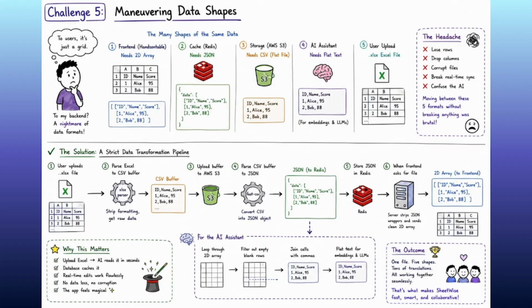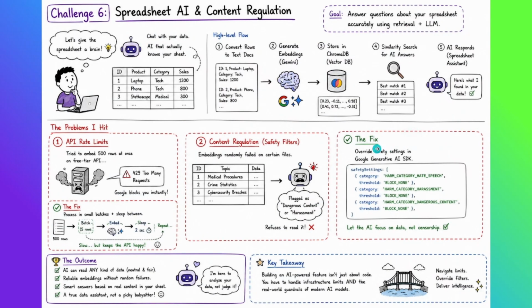Getting this translation layer perfect is what makes the app feel so magical. You can upload an Excel file and 5 seconds later an AI is reading it, a database is caching it, and your friend is editing it in real time. Now the next challenge was spreadsheet AI and content regulation.